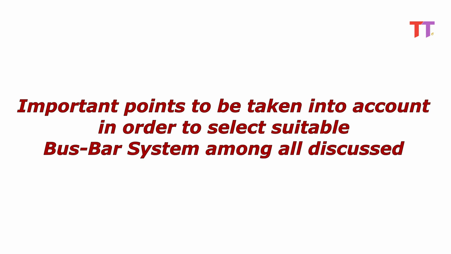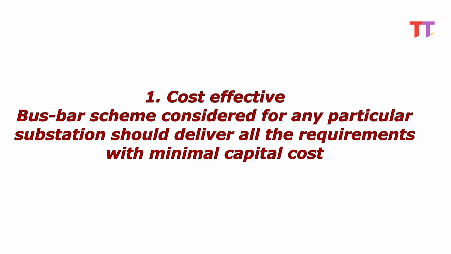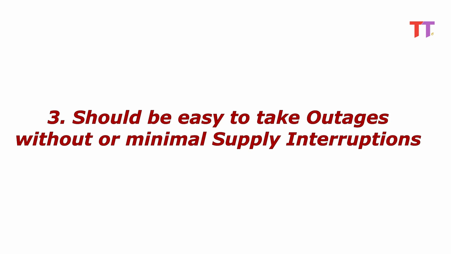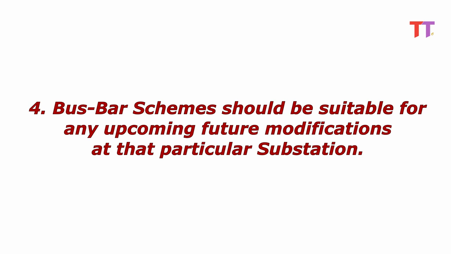Now finally, the following important points are taken into account, in order to select a suitable one, among all the discussed busbar systems. 1. Cost-effective. The busbar scheme considered for any particular substation should deliver all the requirements with minimal capital cost. 2. Should have simple and easy maintenance. 3. Should be easy to take outages, without or with minimal supply interruptions. 4. Busbar schemes should be suitable for any upcoming future modifications at that particular substation.